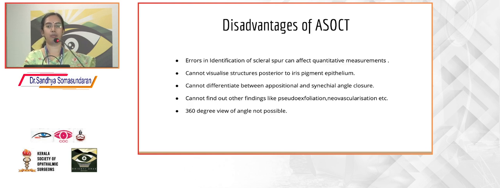Disadvantages: the main problem, as described earlier, is identification of the scleral spur, which can affect the quantitative measurements because all the measurements are based on scleral spur identification. It cannot visualize structures posterior to the iris pigment epithelium. It cannot differentiate between appositional and synechial angle closure, which is possible with gonioscopy. It cannot find other findings like pseudoexfoliation, neovascularization, etc., which is possible only with gonioscopic examination. And a 360-degree view of the angle is not possible, but with newer ones, I think it is possible.